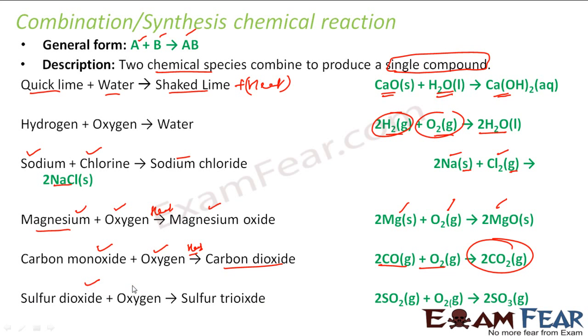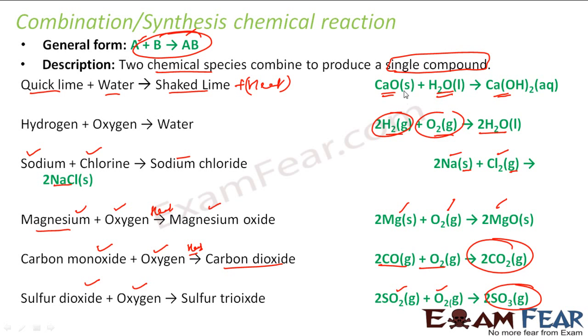So one more example, you have sulfur dioxide and oxygen. You combine these two, you get SO3, that is a gas. So these are some examples of chemical reactions which are combination chemical reactions or synthesis chemical reactions.